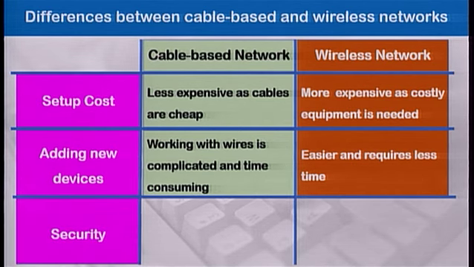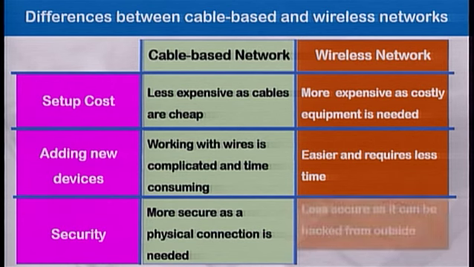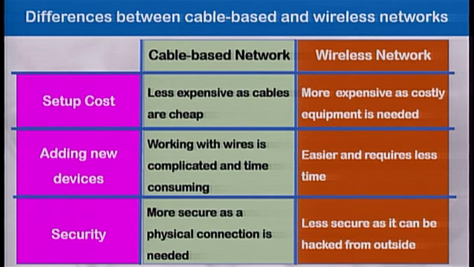Concerning security, we can say that a cable-based network is more secure as anyone wanting to access it needs to physically connect to it. Whereas, wireless networks are known to be less secure as hackers can easily access it from outside.